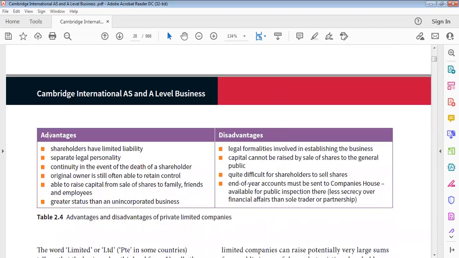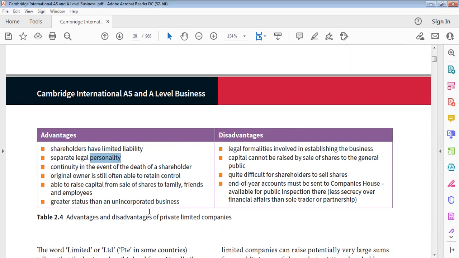Now, what are the advantages of a private limited company? They have limited liability, which I've already explained. They have separate legal personality, which I've also explained. Legal identity. It's like the company is separate from the others.